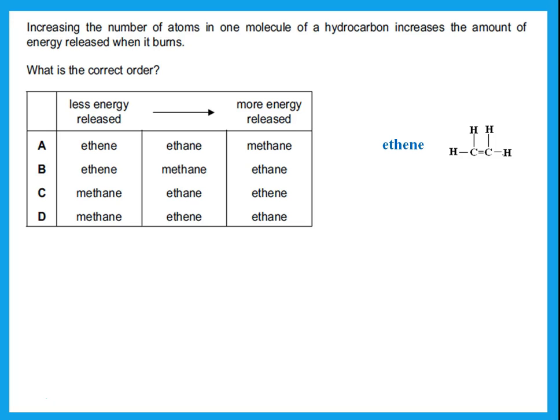Okay, what about ethane? Ethane is this. So this has 2 carbons and 6 hydrogens, so this is 8 atoms. So this is more. What about methane? Methane has only 1 carbon and 4 hydrogens, so that is 5 atoms. So the one with fewer atoms is the one that gives less energy. So methane is the least one, and ethane is the one with more atoms. Remember, he's saying number of atoms, not number of carbons.